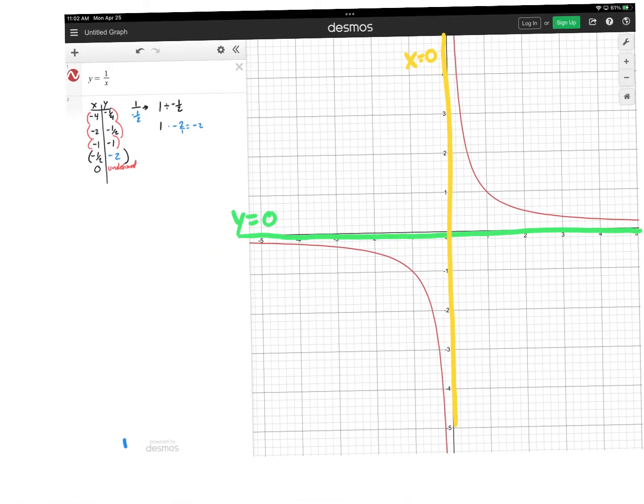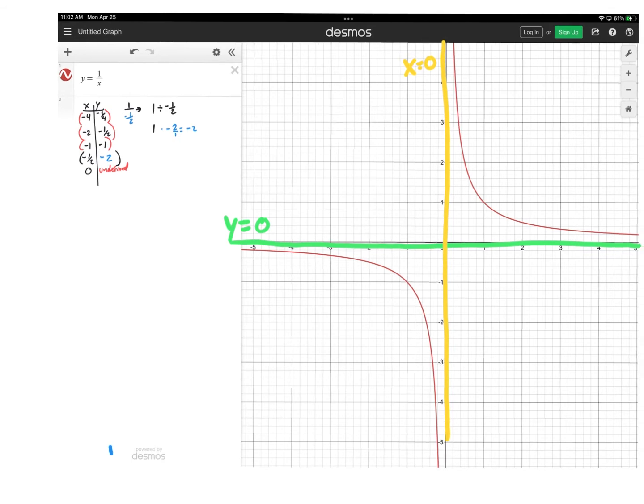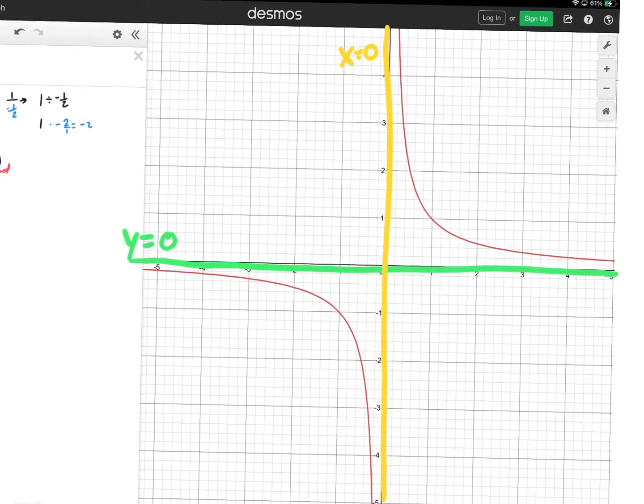So this is what we call a parent graph of hyperbolas. A hyperbola looks like this. It kind of looks like two weird-looking parabolas opposite of each other. Okay, and of course, you guys already have this graph. We didn't have to go by hand, but I just wanted to explain inputs and outputs as we go.